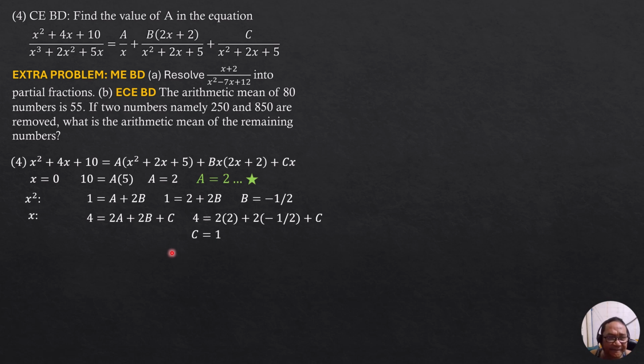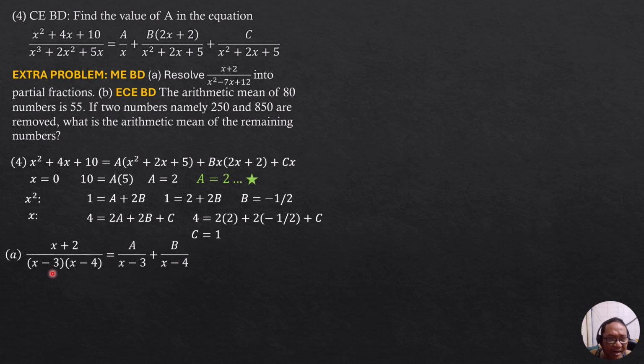If we continue the solution, then for the extra problem: resolve (x plus 2) over (x squared minus 7x plus 12) into partial fractions. So we equate that to a over (x minus 3) plus b over (x minus 4).